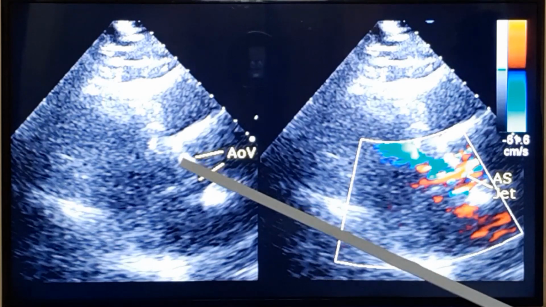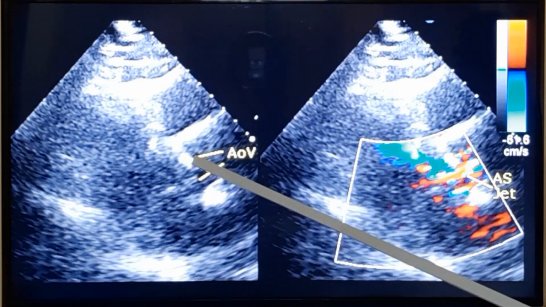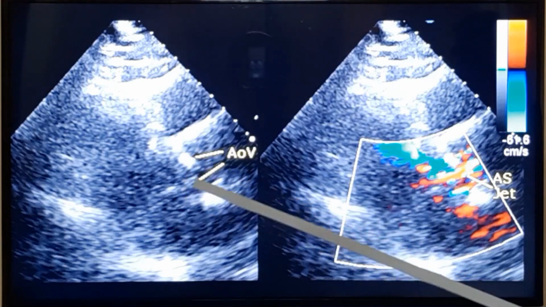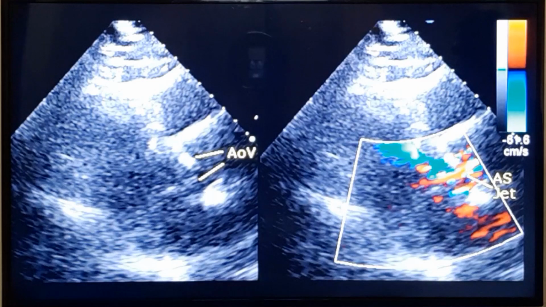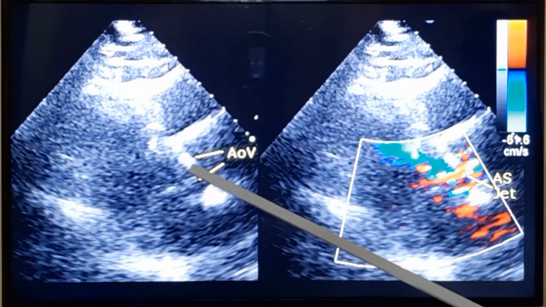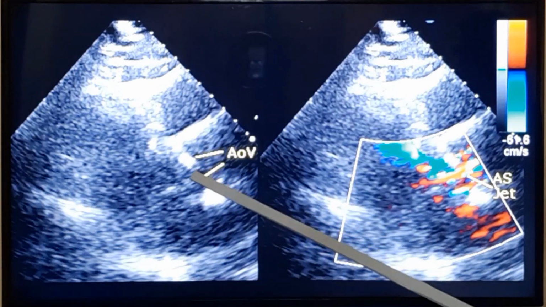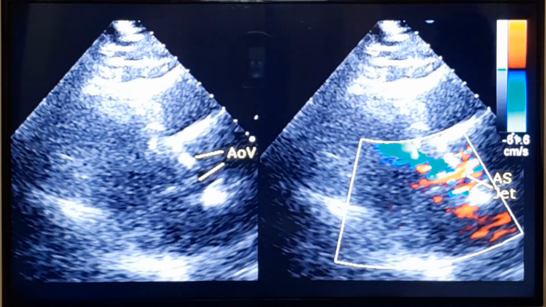The right coronary cusp is grossly thickened and also calcified partly. This is the non-coronary cusp. Left coronary cusp is not usually seen in this parasternal long axis view. So you can see that the aortic leaflets are doming. The separation between the leaflets in systole is less, suggesting aortic stenosis.